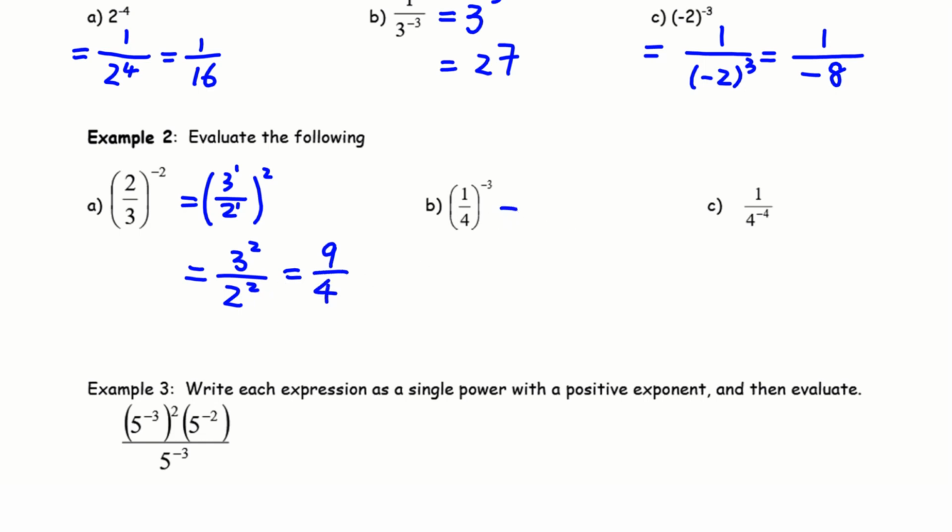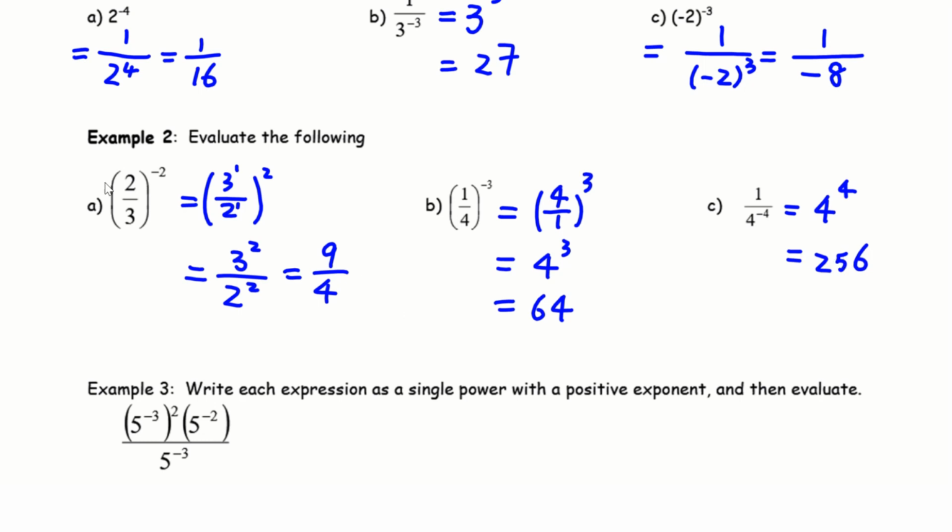Then this one is negative exponent. We are going to flip the base. So 4 over 1 to the exponent 3. Then it will be 4 to the exponent 3. Then it will be 64. 1 over 4 to the exponent negative 4. Then the negative exponent is a reciprocal of the positive exponent. So we flip it. You have 4 to the positive exponent 4. Then it will give you 256.